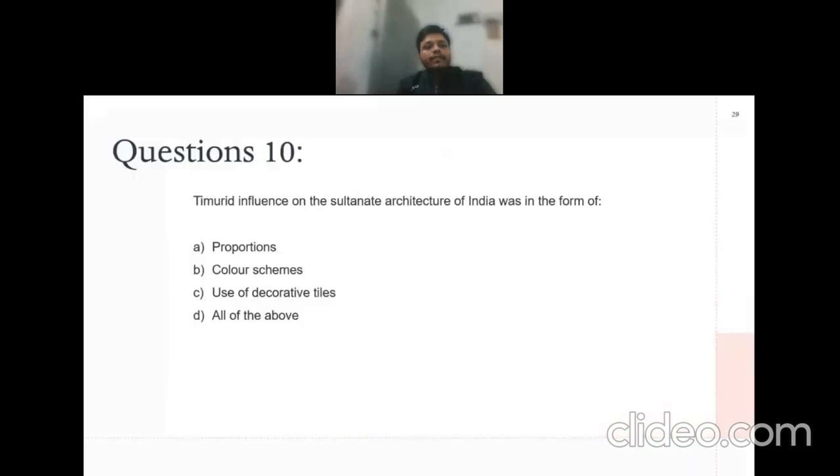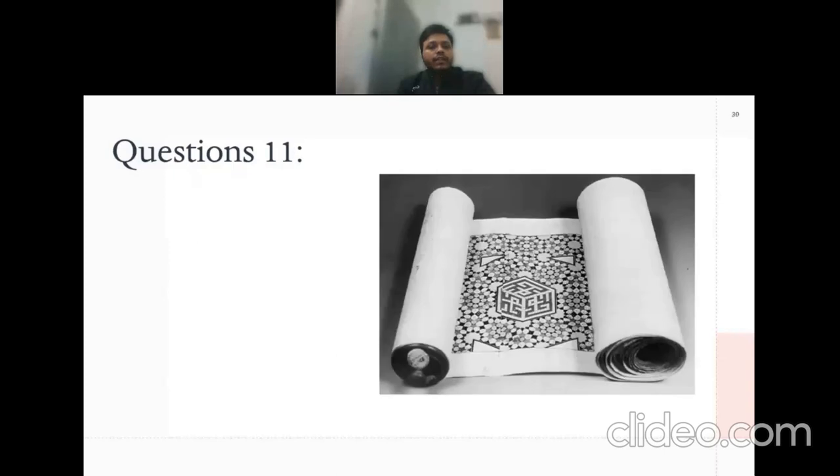Fine. Coming to question number 10. Timurid influence on the Sultanate architecture of India was in the form of proportions, or color schemes, or use of decorative tiles, or all of the above. All of the above. Okay, correct. So the answer is all of the above. Okay, so now coming to some visual questions. So can you identify this?